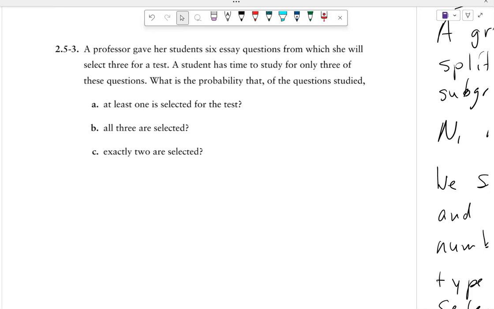Six essay questions. Select 3 for the test. The student only has time to study for 3. What's the probability that, and then we got those other possibilities.